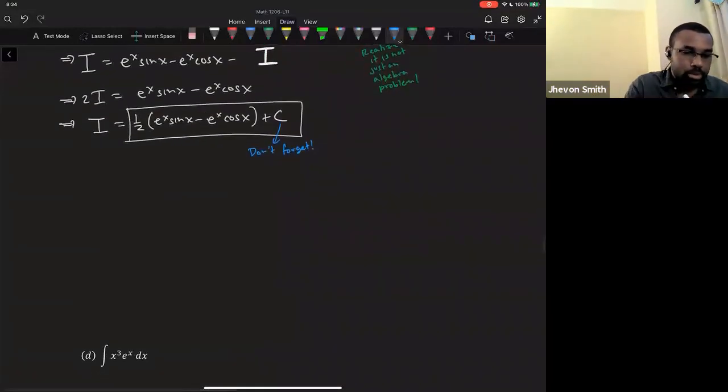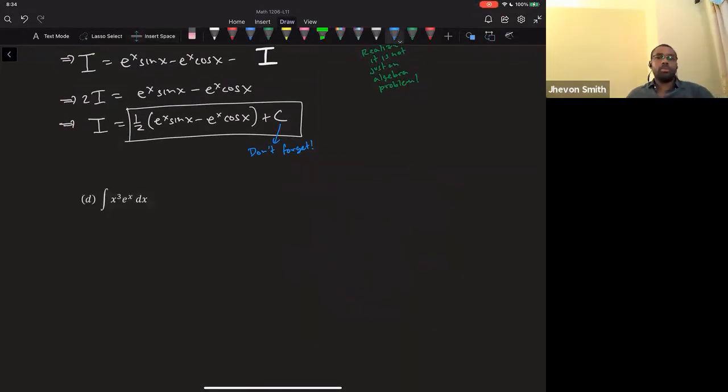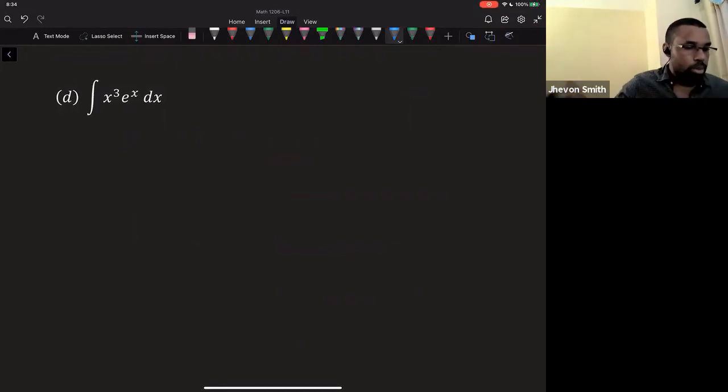Let's do another example. Let's do x cubed e to the x. Find the antiderivative of that. So again, is it a basic rule? Can I simplify it to be a basic rule? Does substitution work? The answer is going to be no. You're going to be like, okay, so integration by parts.